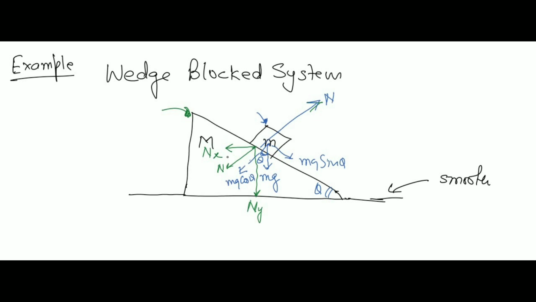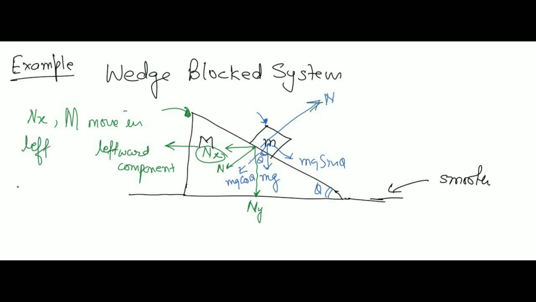So there is one component in the NX direction, which I will call the leftward component. So due to this NX component, the block of mass M will move in the left direction. So this was the dynamics of this wedge-shaped body.